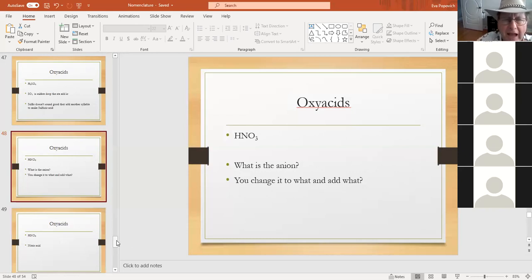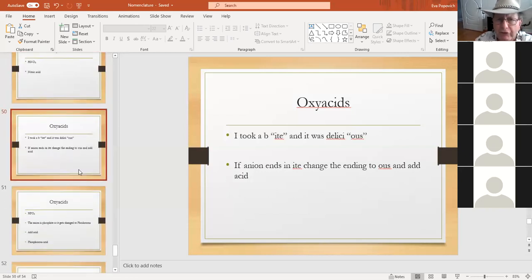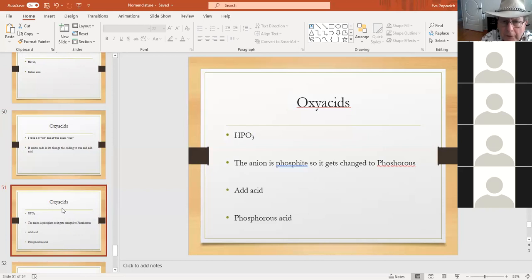Okay, if you didn't eat it and it wasn't icky, if you took a bite and it was delicious, then if the anion ends in ITE, change the ending to OUS and add acid. So the anion PO3 is phosphite. It gets changed to phosphorous acid. Phosphoric acid just doesn't sound right.